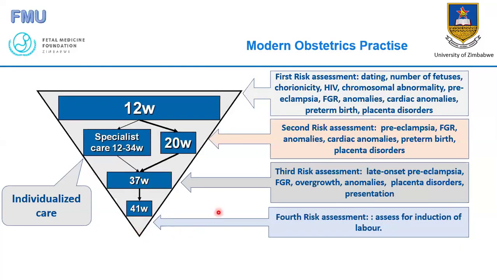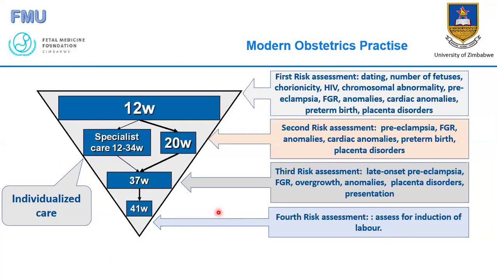First of all, we need to date them. We need to assess them for the risk of multiple pregnancy and then determine the chorionicity. You will see today, as my colleagues present, that chorionicity matters. You want to know, are the twins sharing the placenta or not? They need to be assessed for HIV. They need to be assessed for chromosome abnormalities such as Downs, Edwards, and Patau. You will see, as my colleagues present on this, and they need to be assessed for preeclampsia.